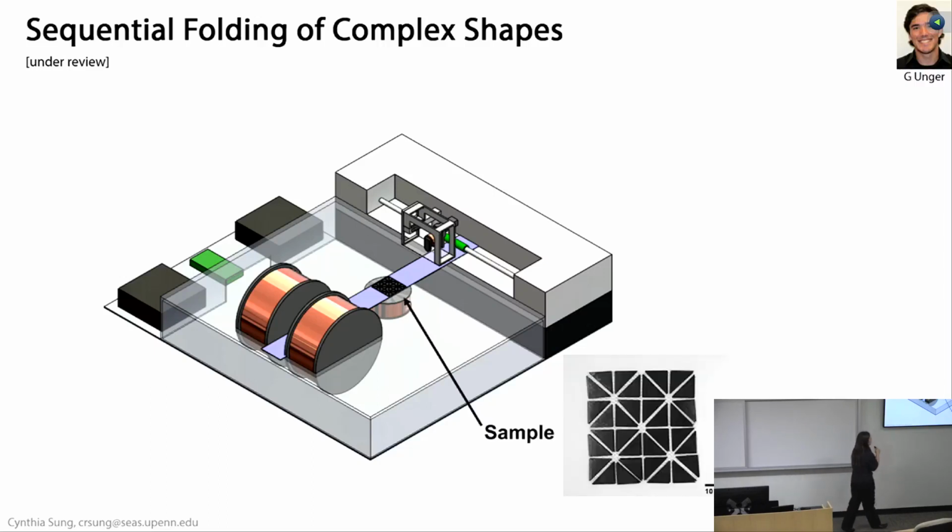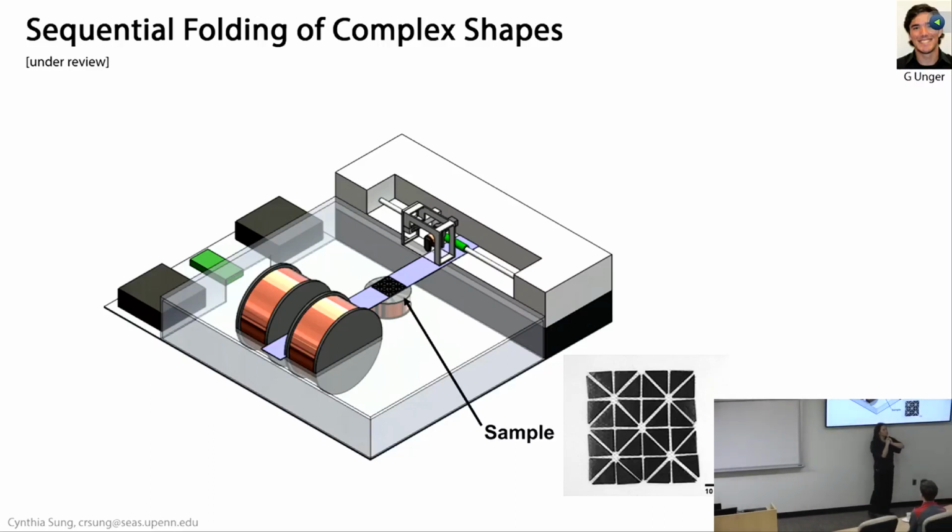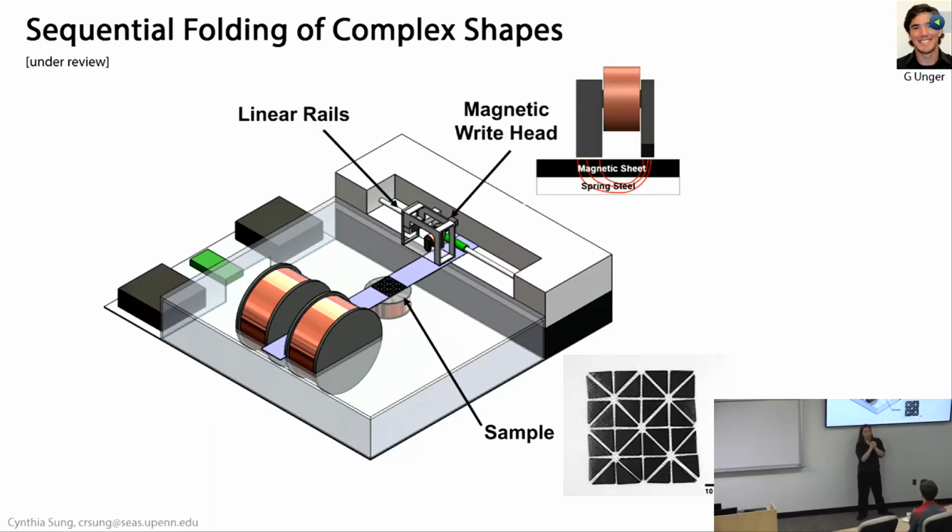So what you're seeing here is the system that we've been working on. The idea here is that we take a magnetic sheet and we equip our system with a magnetic write head. This magnetic write head works very similarly to the way that the hard drive on your computer works, where if we apply a strong enough magnetic field to a portion of this sheet, we can overwrite the magnetic signal. So we can write the magnetic polarity of every single pixel on this sheet down to millimeter resolution, right?